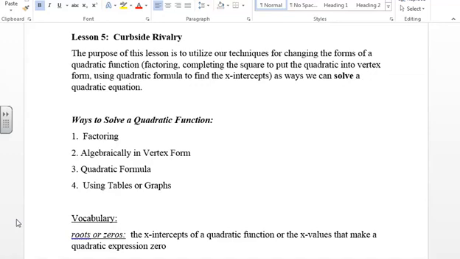In summary, some ways that we can solve a quadratic function: we can factor, we can algebraically put it in vertex form to factor, we can use the quadratic formula, or we can use tables or graphs. Some vocabulary from this lesson are the terms roots or zeros, which mean the same thing. They are asking for the x-intercepts of a quadratic function, or the x-values that make the quadratic function 0.